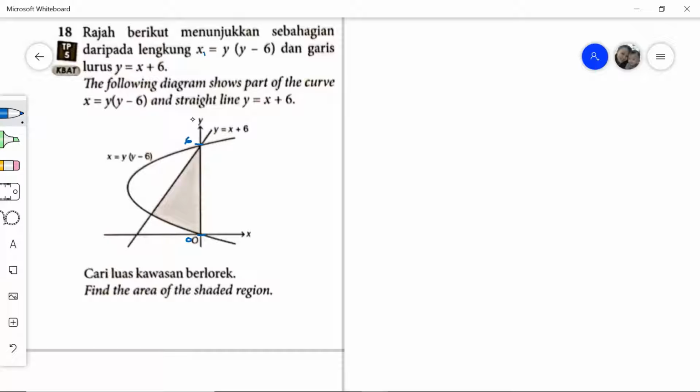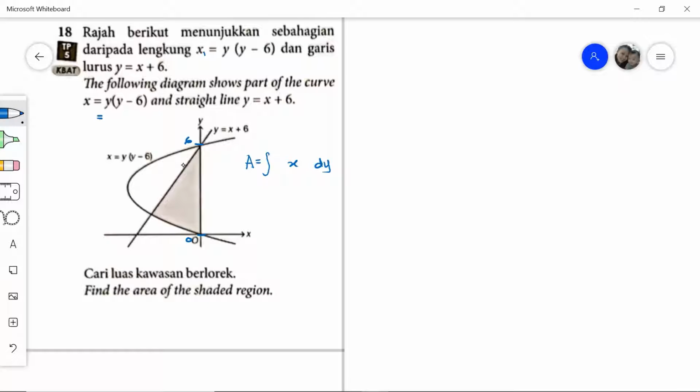Now, you look at this area of the shaded region, it's bounded by the straight line up to here, and then the curve and the y-axis. That means if we were to find the area under the curve, the under here means towards the y-axis. So the formula to use to find the area of the shaded region is by integrating towards the y. So the subject must be x. So we have to make x the subject.